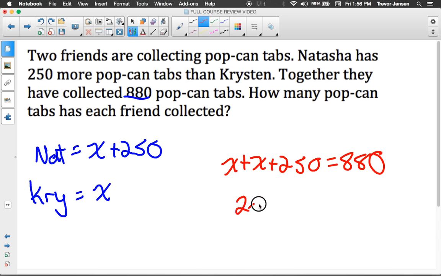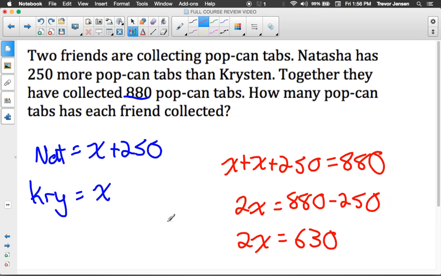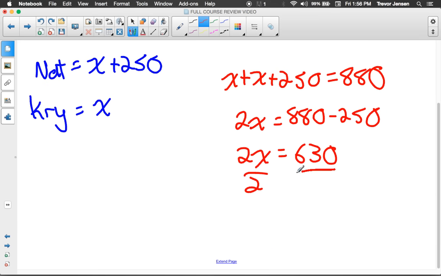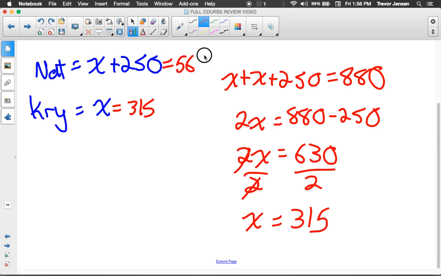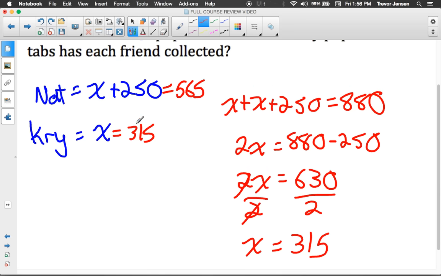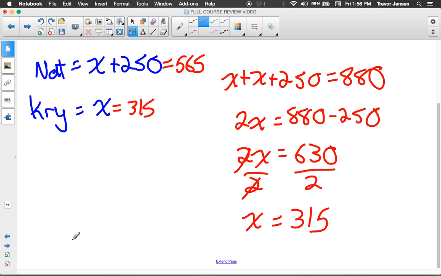1x plus 1x is 2x. Bring that 250 to the other side, becomes a minus 250. So what I have is 2x equals 630. And then divide both sides by 2 to get rid of that coefficient of 2. And I have x equals 315. So what does that tell us? It tells us Kristen has 315. And Natasha, remember, is 250 more than x, and we know x is 315. So what I have is 565. And I know together those two numbers add to 880, so I have the correct answer here.